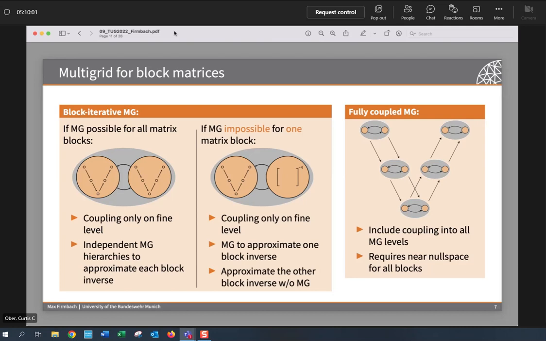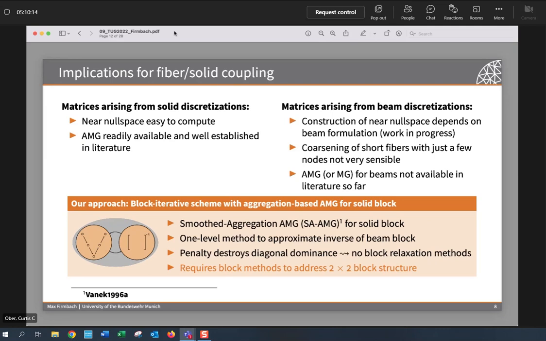Depending on the matrix equation we want to solve, it makes sense to also not use multigrid, where the sparse approximate inverse comes in handy at some point. So on the next slide, I will talk a little bit about the implications.